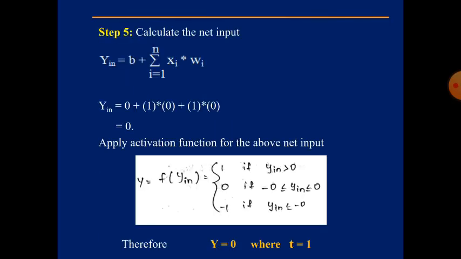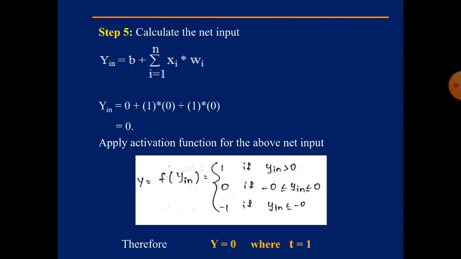First we have to calculate the net input. The net input is calculated as b plus the sum over i equal to 1 to n of xi wi, where b is 0, x1 is 1, w1 is 0, x2 is 1, w2 is 0. Thereby we will get 0. If we apply the activation function, for 0 we will get the output as 0 only, whereas the expected output is 1. So the expected output and the observed output are different.